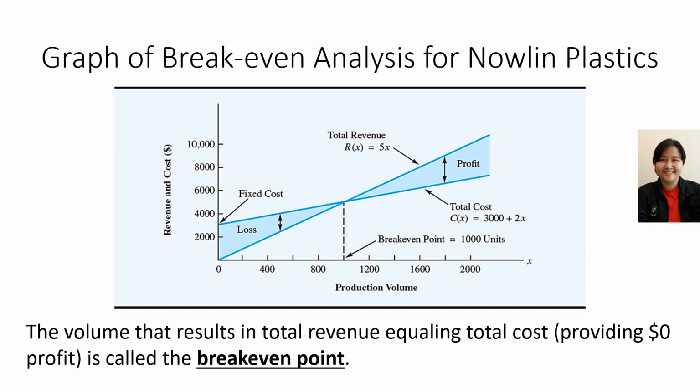This slide shows us the break-even analysis graph for Nolin Plastics. This is the total revenue line, and this is the total cost line. Fixed cost is set at 3,000. The point where the total revenue and total cost line intersect is called your break-even point, which is 1,000 units. Again, as mentioned in the previous slide, if we sell less than 1,000, then that would be a loss. However, if we sell more than 1,000 units, then you would generate profits.